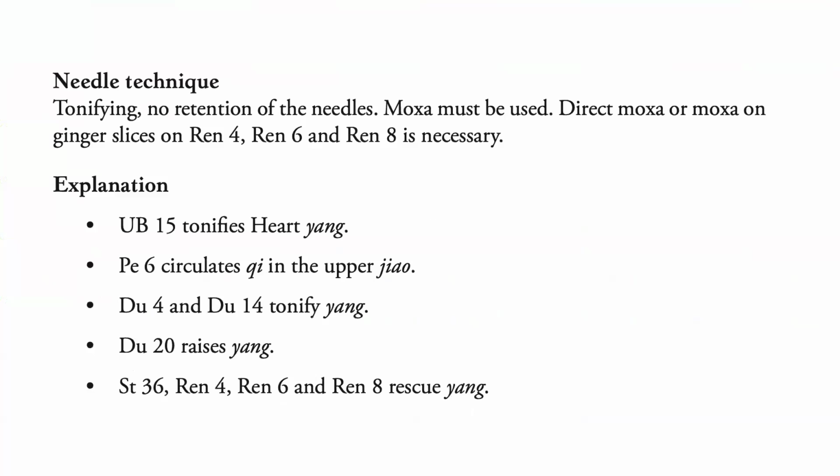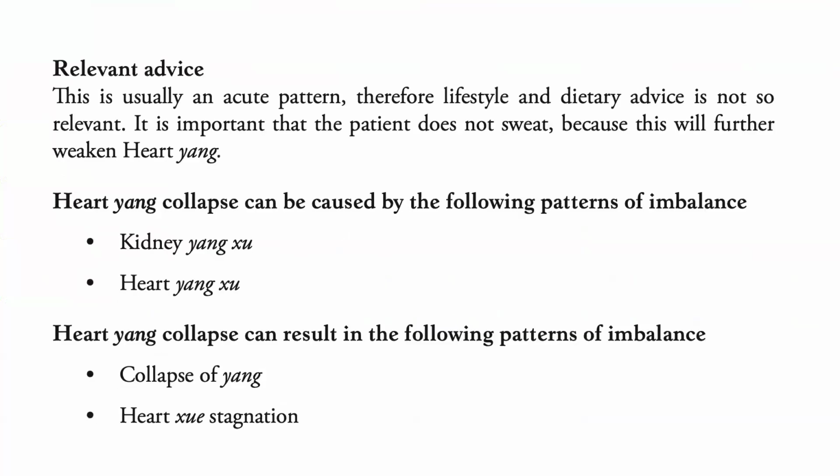The explanation would be: urinary bladder 15 tonifies heart-yang, pericardium 6 circulates qi in the upper jiao, Du 4 and Du 14 tonify yang, Du 20 raises yang, stomach 36, Ren 4, Ren 6, and Ren 8 rescue yang. Relevant advice: this is usually an acute pattern, therefore lifestyle and dietary advice is not so relevant. It is important that the patient does not sweat because this will further weaken heart-yang.